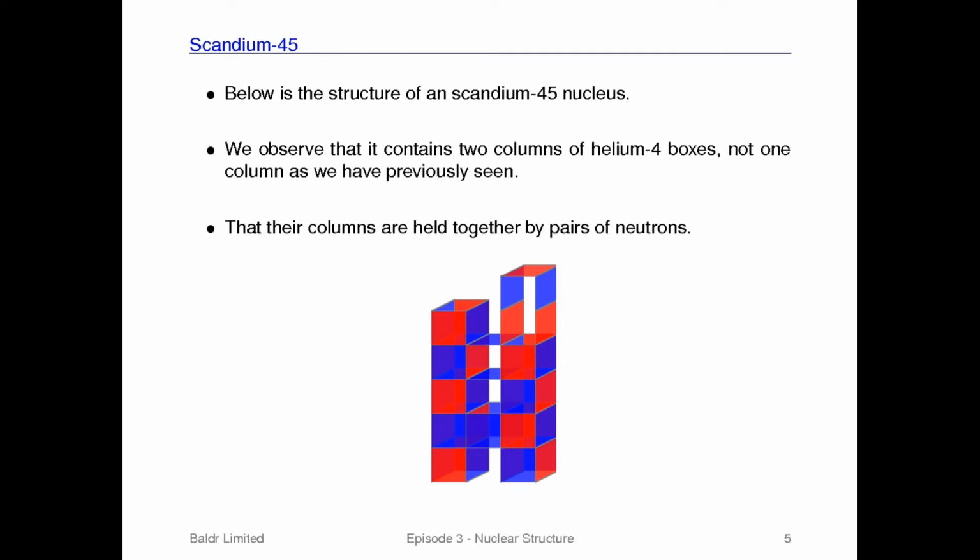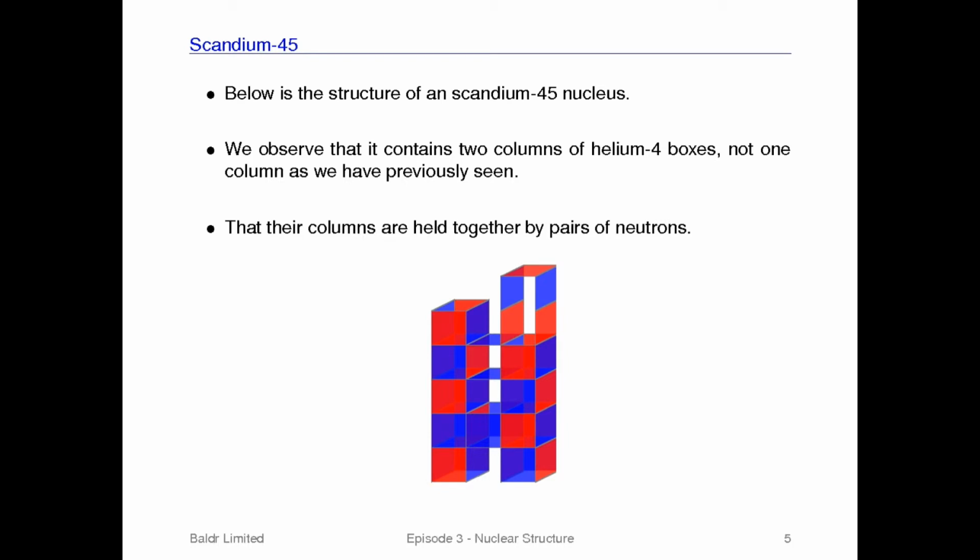The next element after calcium is scandium, and here we show you a diagram of scandium-45, its only stable isotope. Now there are a few things to note here. Firstly, that we've gone from single column elements, that I showed you in the previous video, to this double column structure. Secondly, that these 2 columns are held together with neutrons, and we refer to these as bonding neutrons.